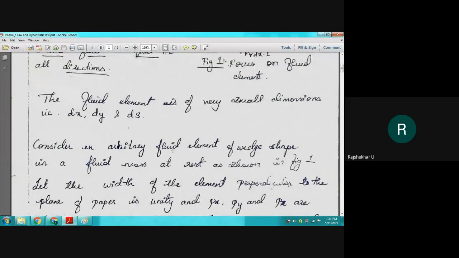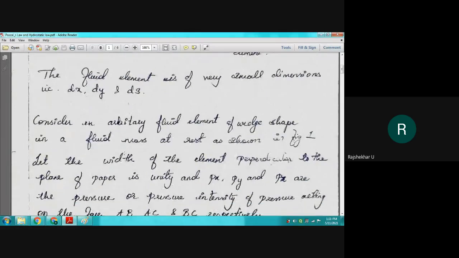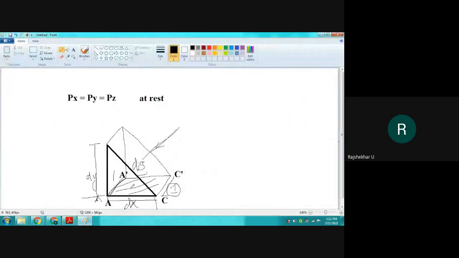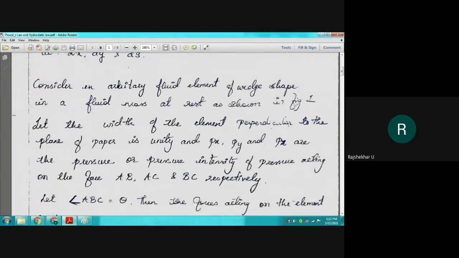Consider an arbitrary fluid element of wedge shape. Wedge shape is considered as a general case. In a fluid mass at rest, as shown in figure 1, let the width of the element perpendicular to the plane of paper be unity. That is what I have shown here. The side which we cannot see, which we cannot represent in the plane of paper, we are considering as unity.